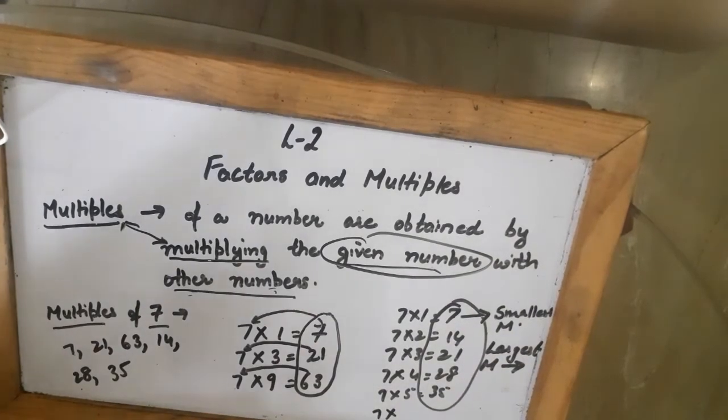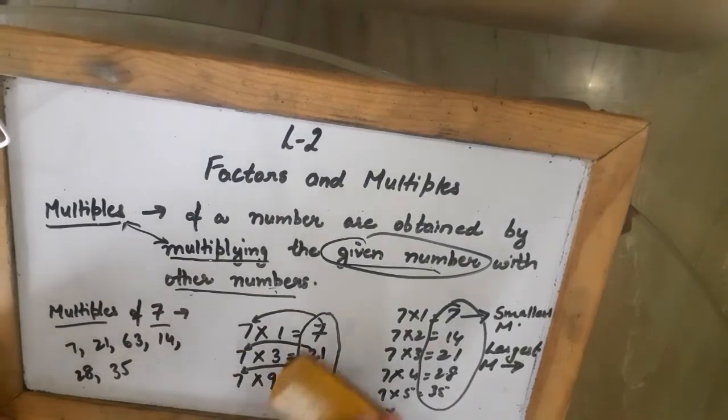I can multiply 7 with 10,000. I can multiply 7 with lakhs, 10 lakhs, millions. So there is no limit to the multiples of a number. The smallest multiple is the number itself, but the largest multiple can be any. It is infinite. We have infinite multiples of a number. Okay, so these are the multiples.